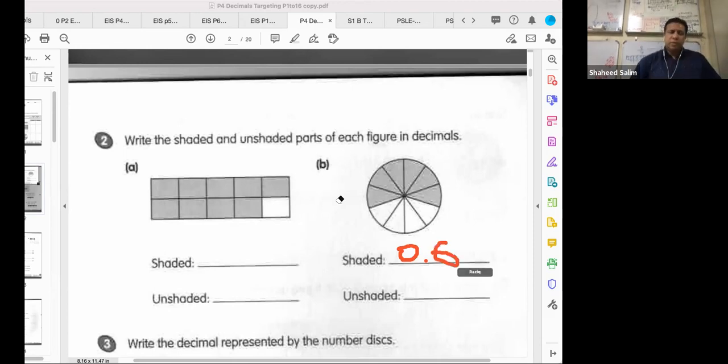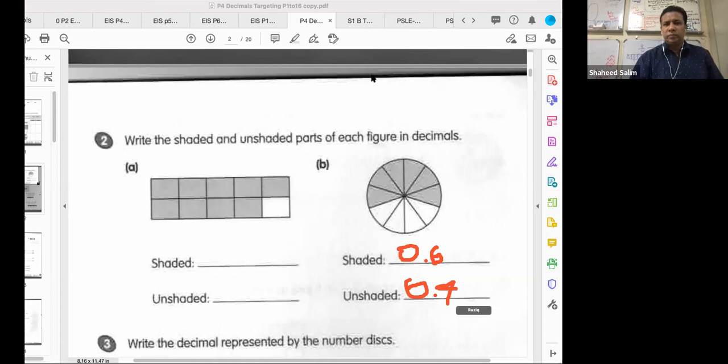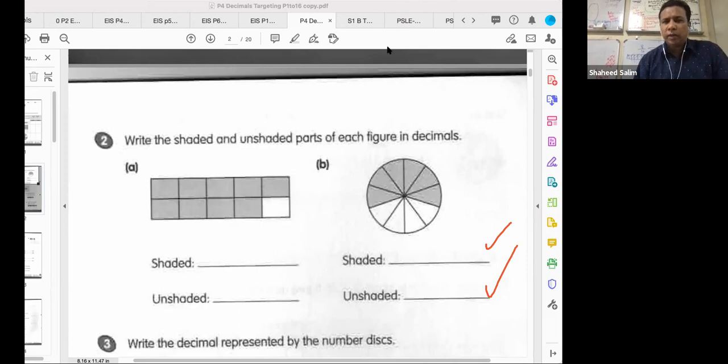Good. And the next one. Okay, good. So by 6, well done. Okay, 0.5. Well done, well done. Okay. So we move on again.